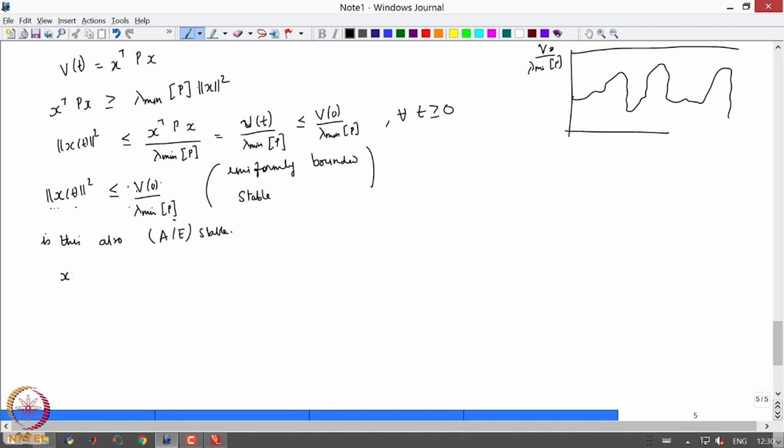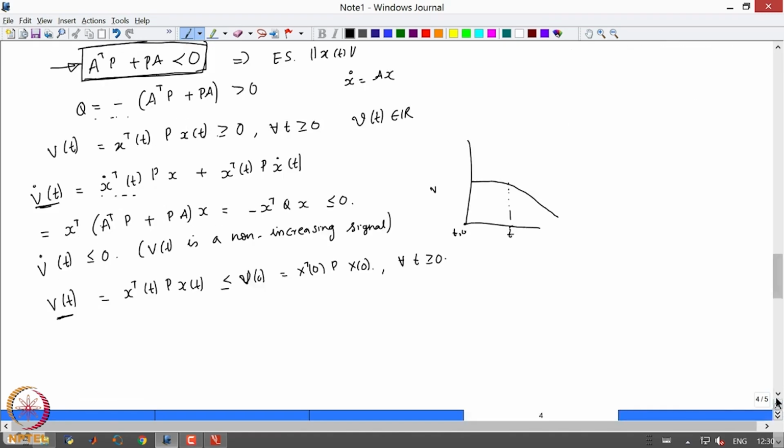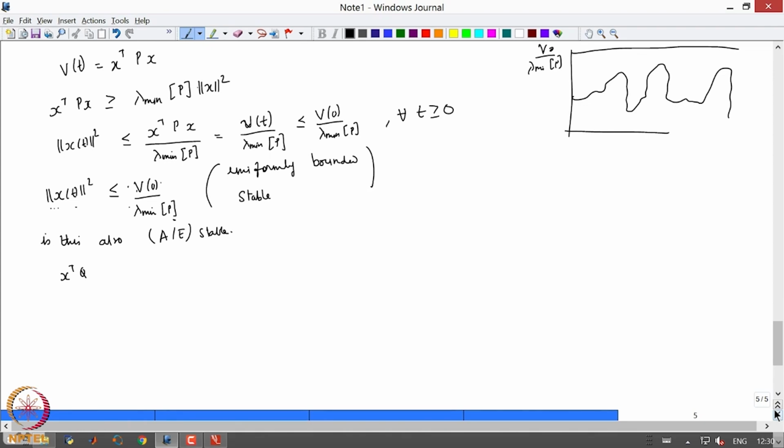Now, this matrix Q is also such that x transpose Qx will be greater than or equal to lambda min of Q times the norm of x squared. And this V of t, which is x transpose Px, is always upper bounded by lambda max of P times the norm of x squared.